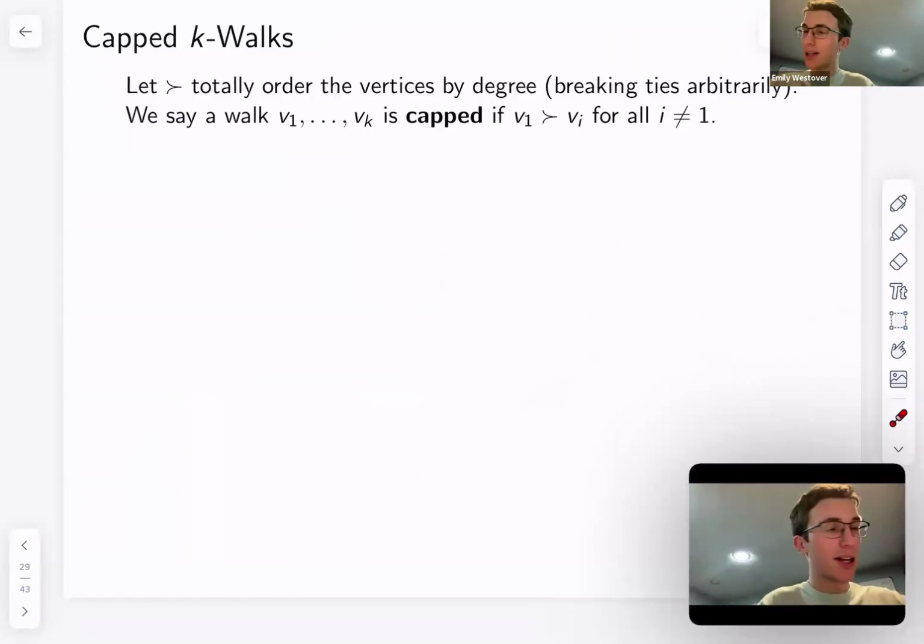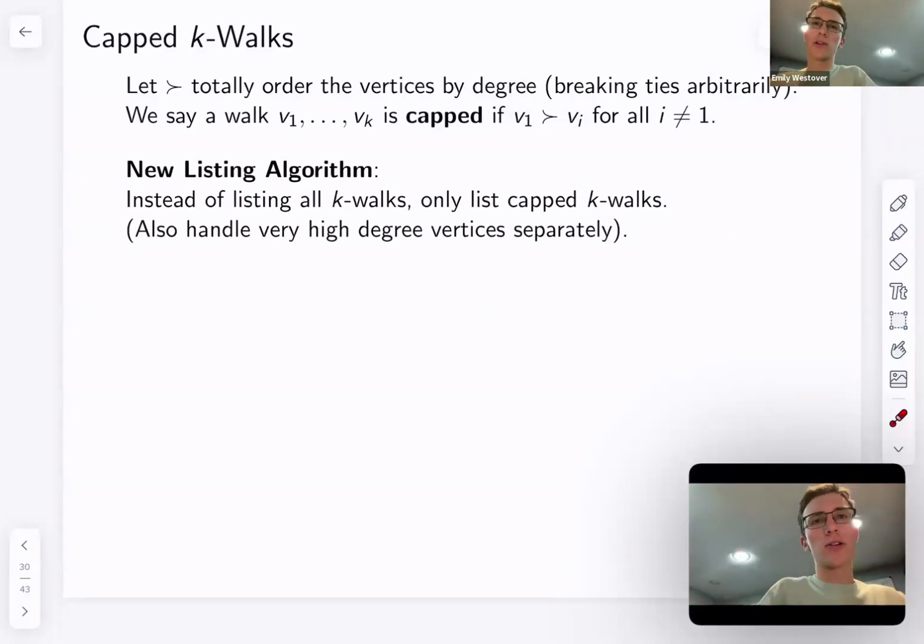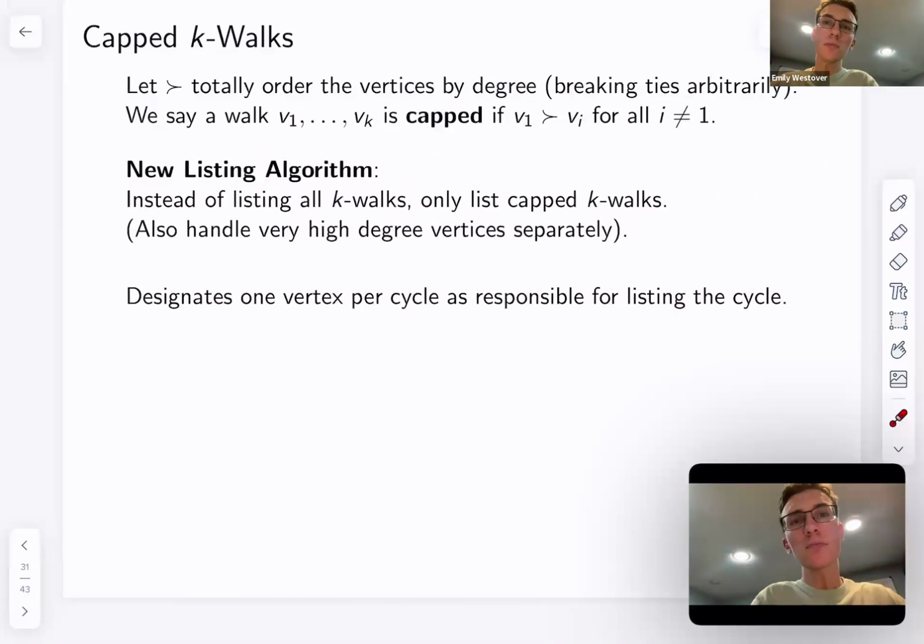So for a capped walk, the idea is basically to think of it as the first vertex being higher degree than all the other vertices. That's the way to think about it. And now our new algorithm is, instead of just listing all of the k-paths or whatever, we're going to only list the capped k-walks, the ones where the first vertex is the largest degree in the path. And we'll also maybe do some special casing for some very high degree vertices, which is going to be okay because we just don't expect there to be very many of those.